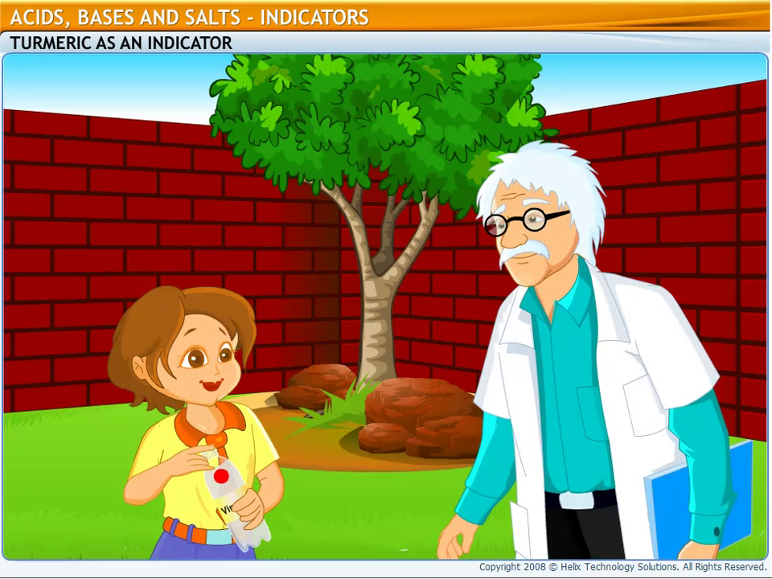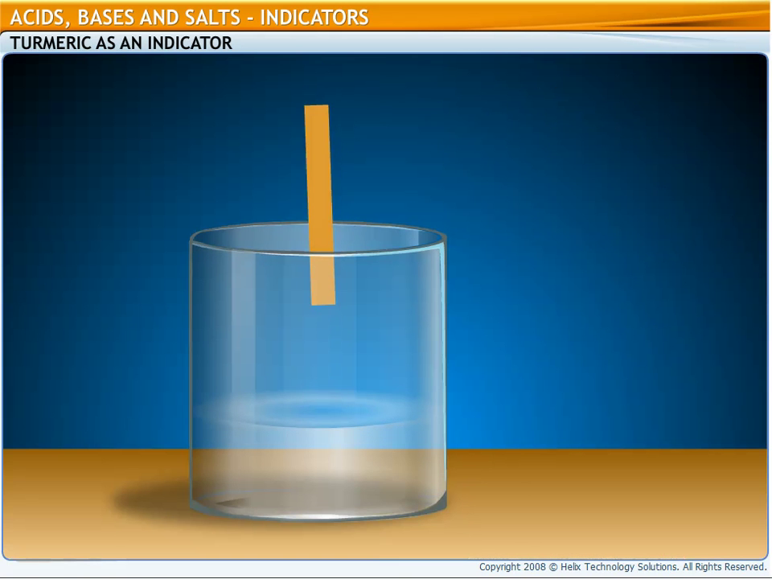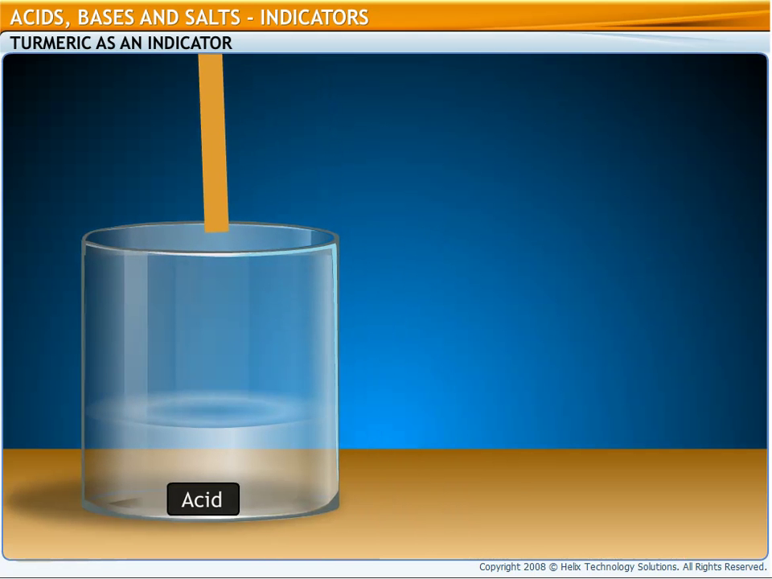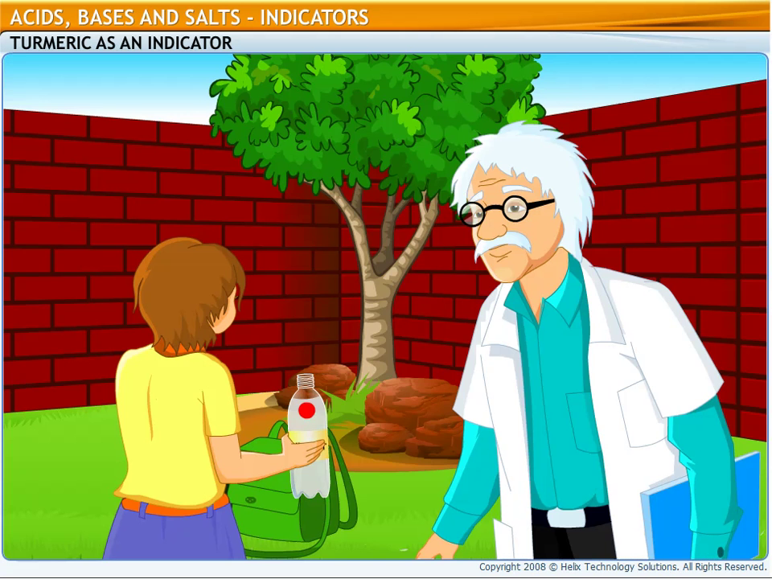Let's test this with turmeric to see if it is acidic or basic. There is no change in the color. It means this is an acidic substance. If it were basic, it would have changed to reddish-brown instead. Thank you, Mr. Vees. Wow!